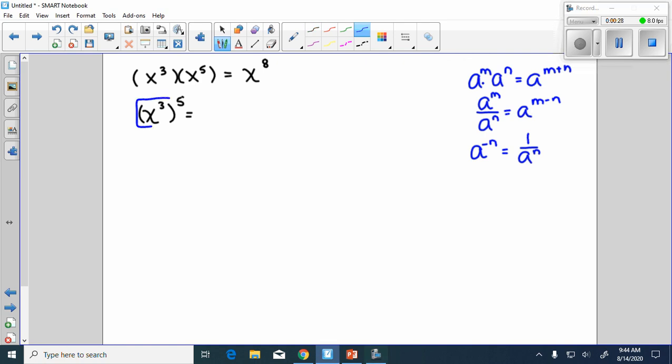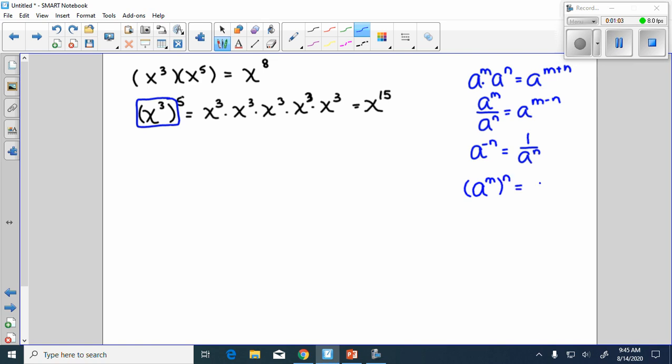We know that taking something to the fifth power means we're going to multiply it times itself 5 times. So 1, 2, 3, 4, 5. And then we know our addition rule from the right over there that says if I add 3 and 3 and 3 and 3 and 3, I'm going to get 15 total x's times themselves. Notice that what we did to the 3 and the 5 there is find the product. 3 times 5 is 15.